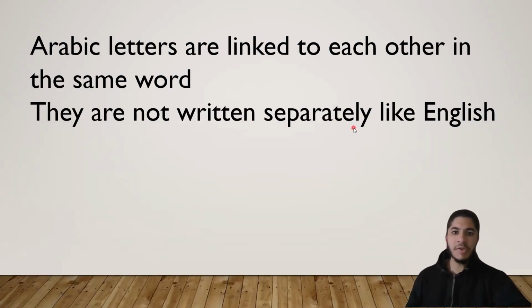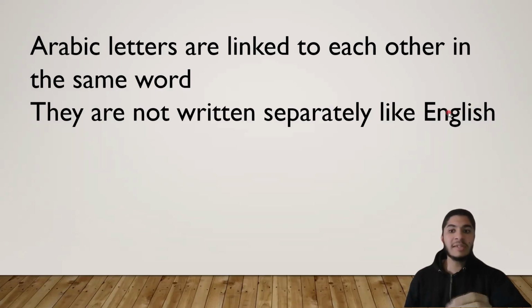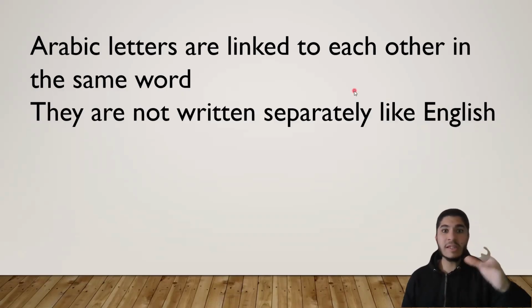As you see here, English is a word, consists of some letters, E, N, G, L, I, S, H. Okay, easy. All of those letters are separated from each other. They are not linked, like the N not linked to the G or the E, right? But in Arabic, it's a little bit different. In the same word, the letters link to each other. So here's the first rule, that the letters link to each other, to the letter before and to the letter after, to the previous letter and to the following letter.